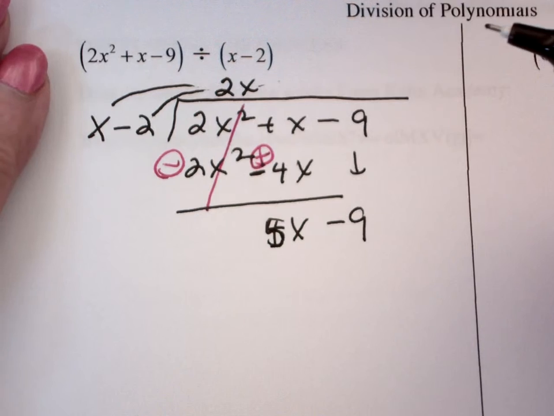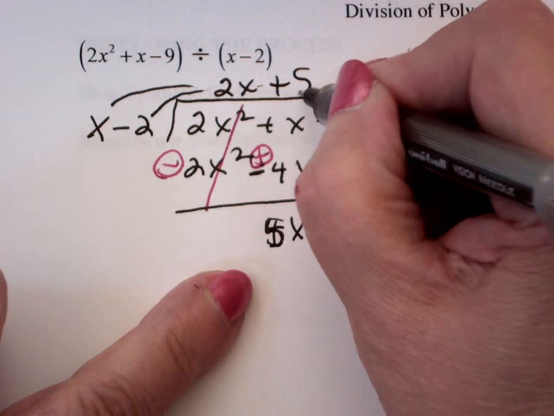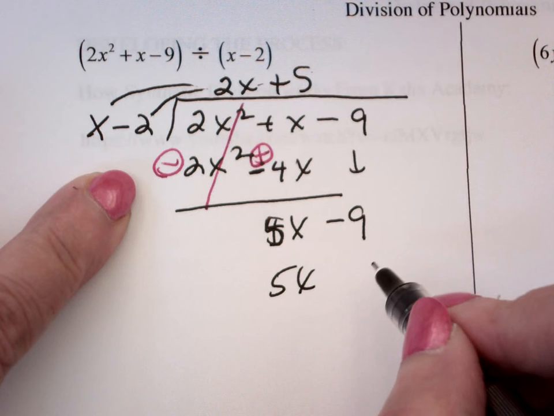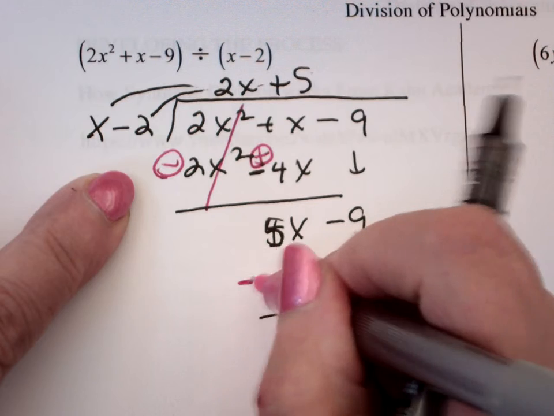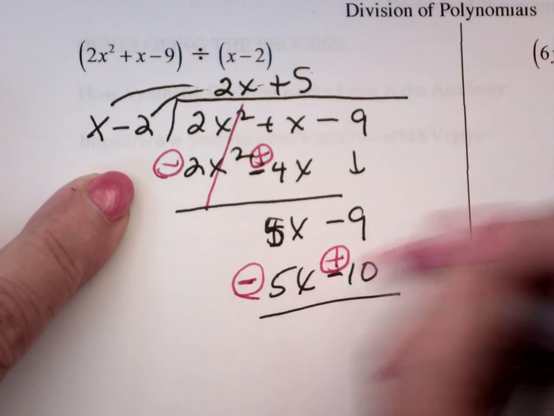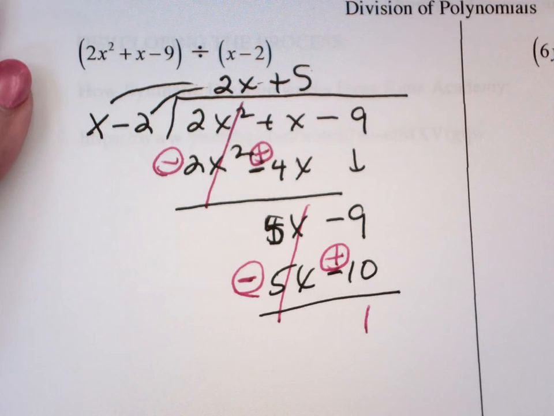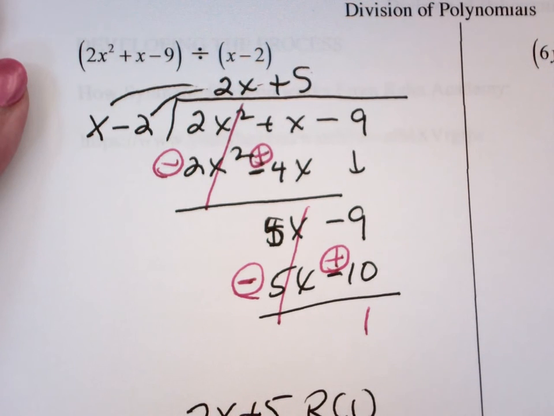What do I multiply x by to get 5x? You would say plus 5. 5 times x is 5x. 5 times minus 2 is minus 10. Then you complete the process, change the signs, don't stop ahead of time, and you notice that you have a remainder of 1. So this would be 2x plus 5, a remainder of 1, or 2x plus 5 plus 1 over the divisor, just like you would do in arithmetic.